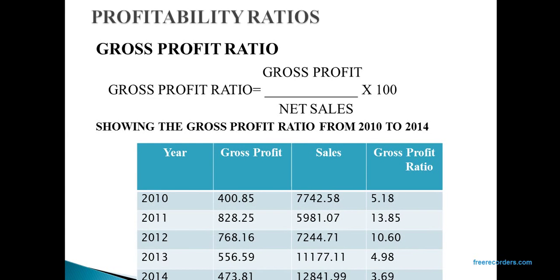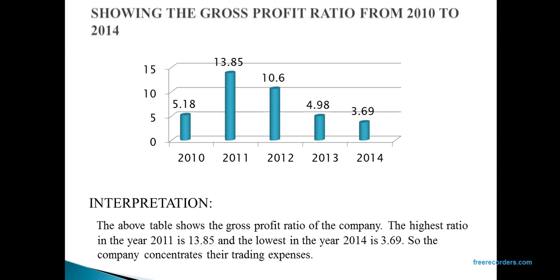Profitability ratio. Gross profit ratio: gross profit divided by net sales into 100, showing the gross profit ratio from 2010 to 2014. Interpretation. The above table shows the gross profit ratio of the company. The highest ratio, in the year 2011, is 13.85 and the lowest, in the year 2014, is 3.69. So the company concentrates on their trading expenses.